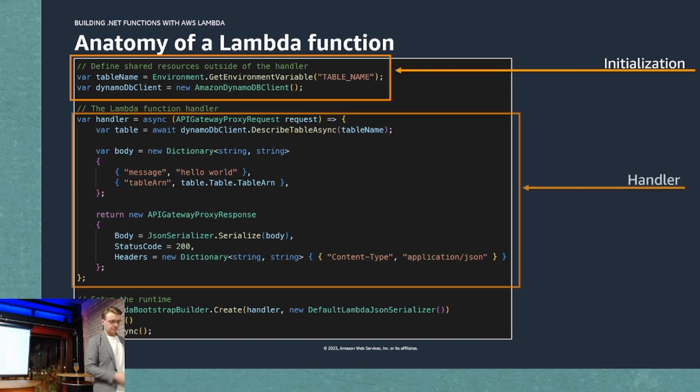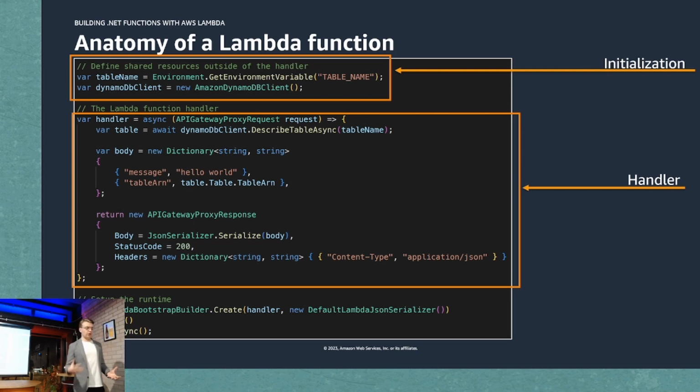The second part you've got to a Lambda function is the handler itself. This is the bit of code that's going to run for every single request that hits your function. So you see what we're doing here is we've got a request coming in from API Gateway.